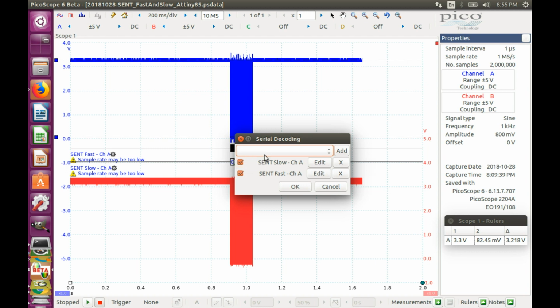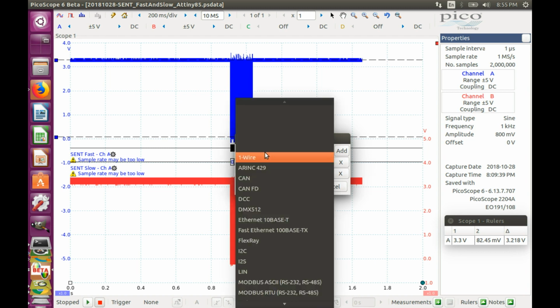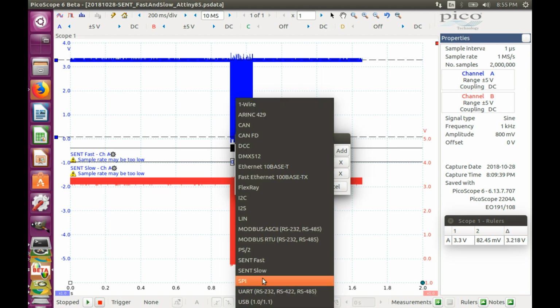If you watched my video about SENT protocol, you noticed that in PicoScope we selected SENT fast to decode that protocol, but there is also SENT slow. What is it and what can it be used for?